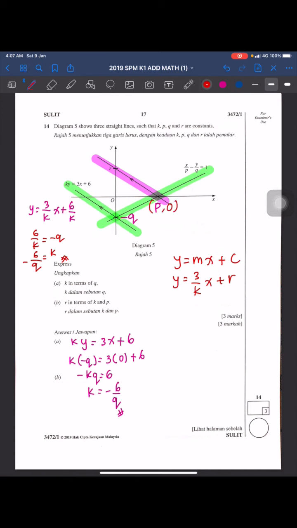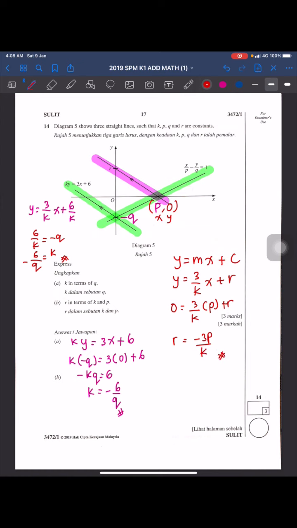Okay, so P, okay, ni sebenarnya adalah P0. Okay, so X, Y. So saya cuba masukkan koordinat ini ke dalam this equation. Okay, so Y is 0. 3 over k, x is p plus r. Okay, so rearrange balik based on apa yang soalan nak. R in term of k and p. So our final answer is r is equals to negative 3p over k.